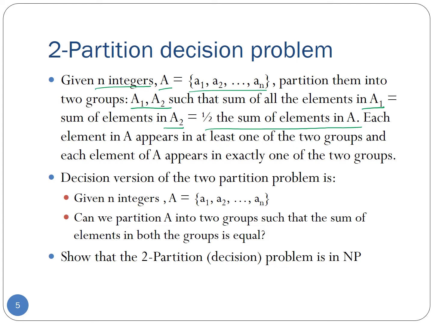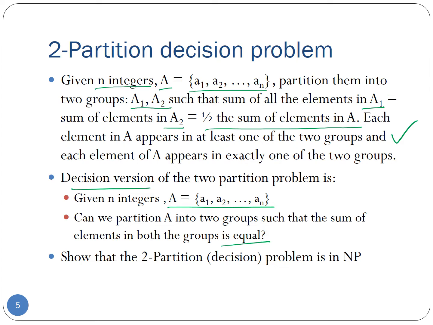So this is the search version. The decision version of the problem is as follows. You are given a set of n integers A, and the question is, can we partition A into two groups such that the sum of the elements in both the groups is equal? The first question here is to show that this two partition decision problem is in NP. Recall, to show this we have to basically show three things, right?